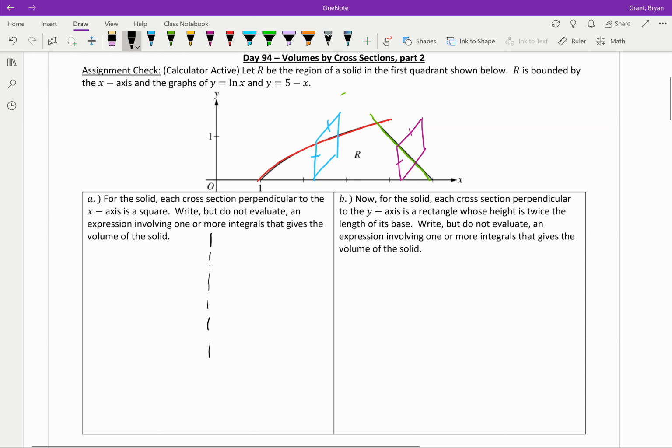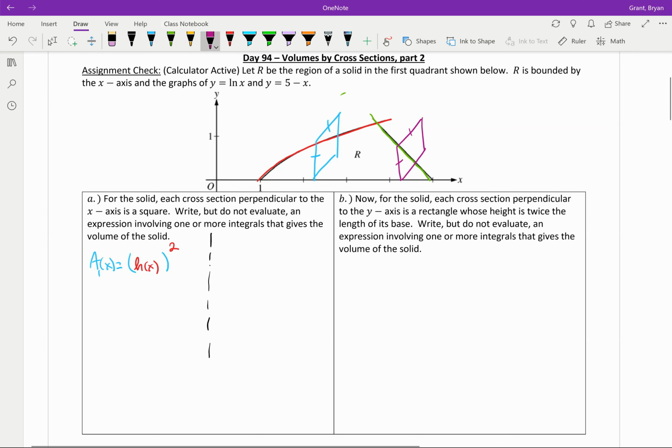The first thing I like to do is write the area function for this square. My area function is going to be the base, which is natural log of x minus 0, which I'm just going to write as natural log of x, times the height. Because it's a square, the base and the height are the same, so it's natural log of x squared. Easy enough. Maybe I'll call this A sub 1 of x.